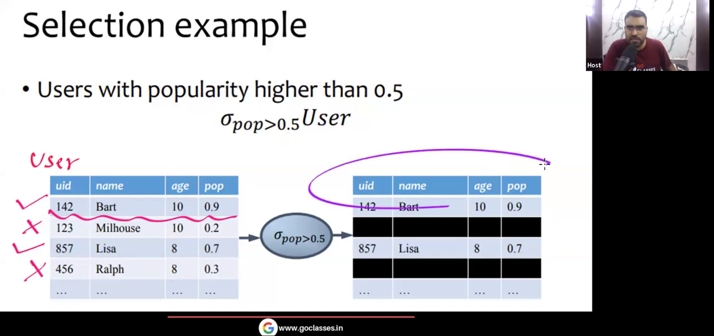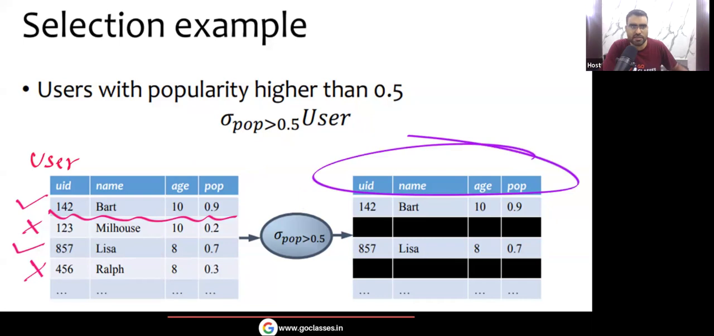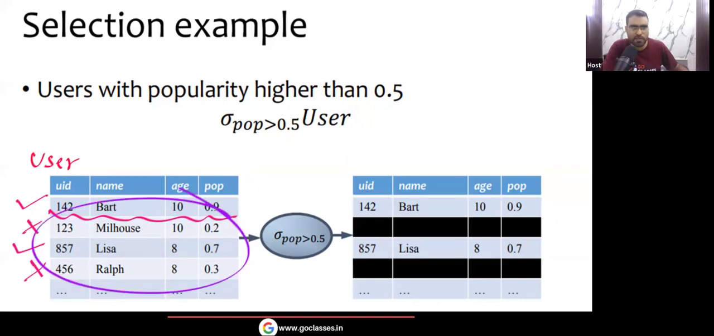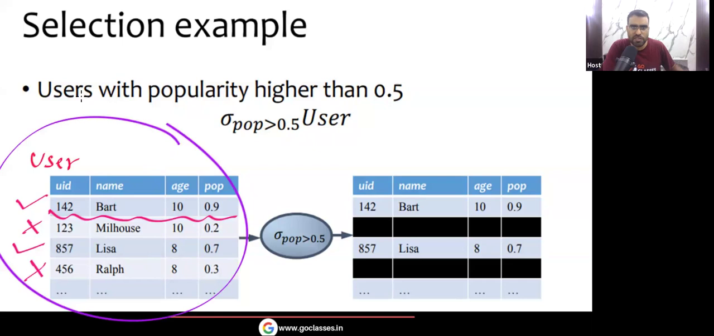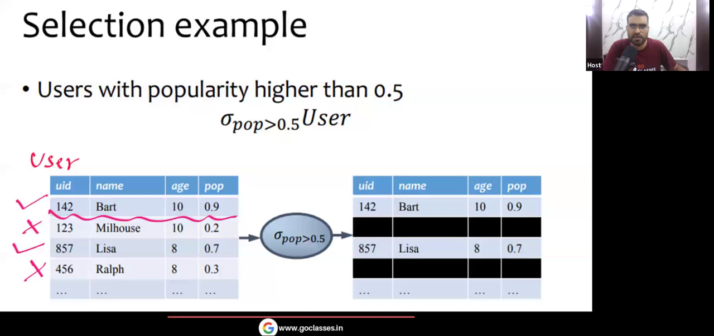Did you notice the schema is not changing? Yes or no? The schema is not changing because we are just filtering the tuples. The tuples which satisfy this condition will be selected, and the tuples which do not satisfy this condition will be removed. Is this clear? Very simple. So if this is your input table, you apply this query, then this will be your output table. I hope this point is clear. Understood?